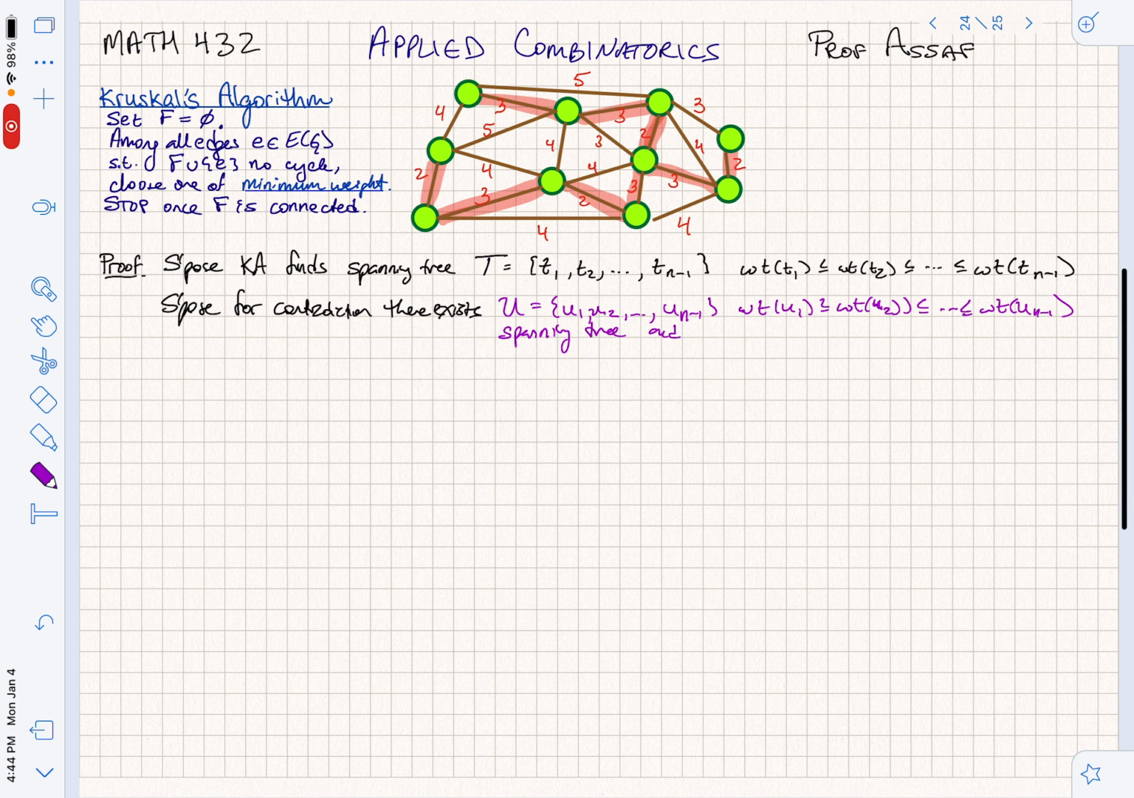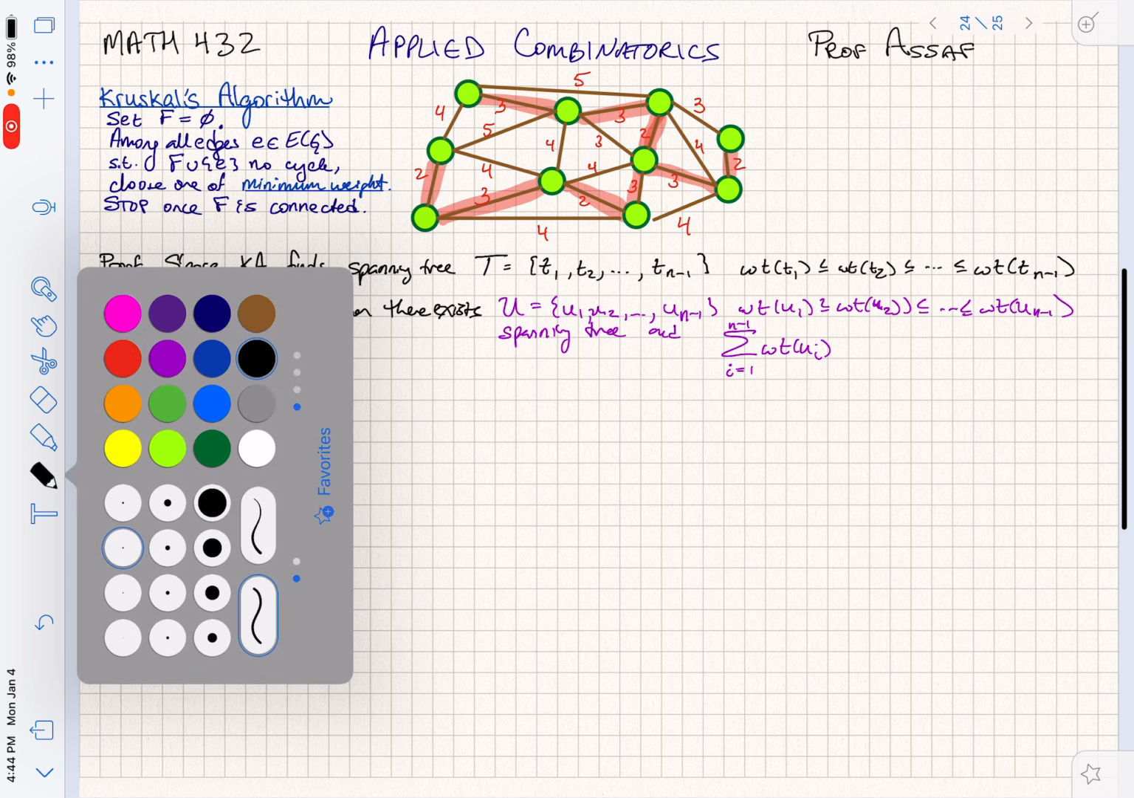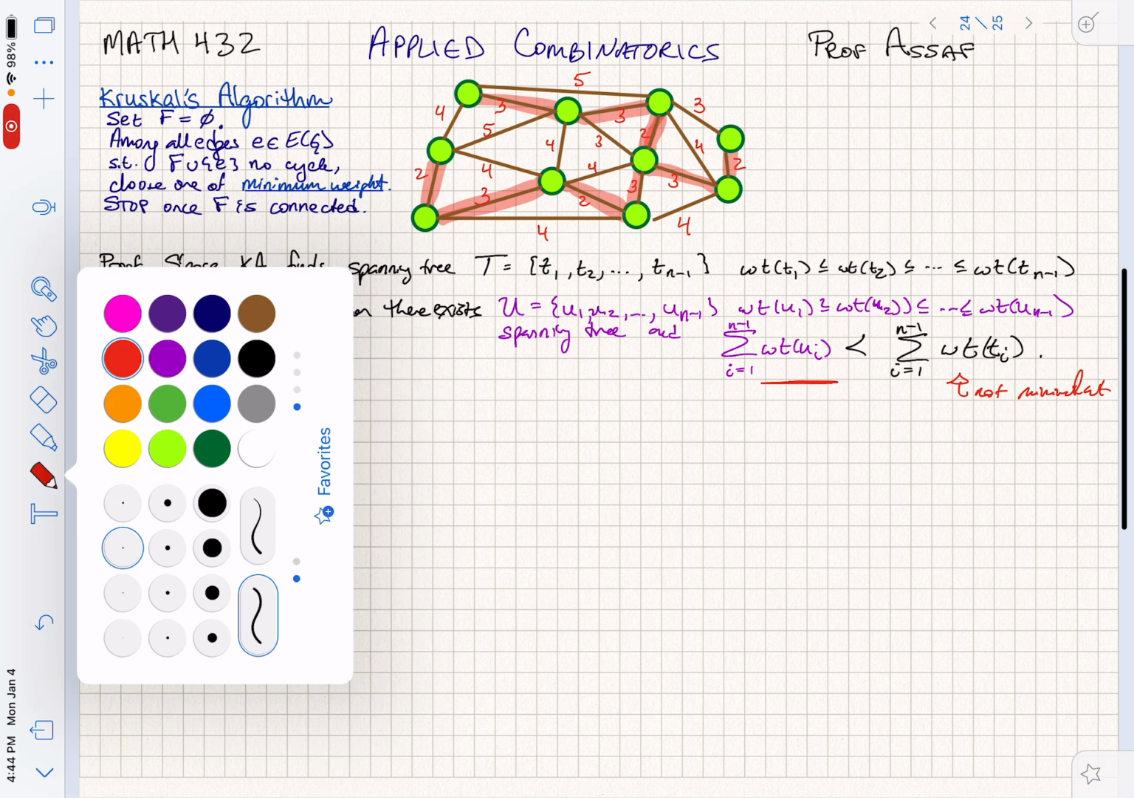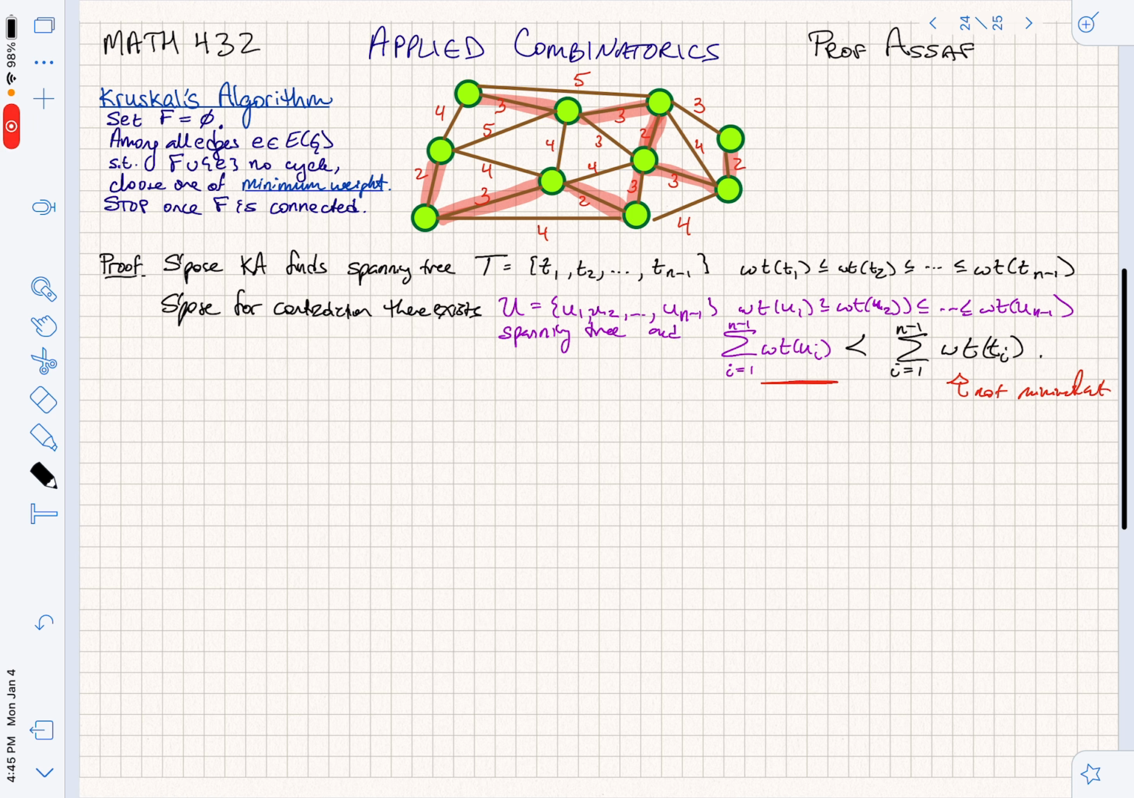And if I add up all of the weights of the U's, so the sum over all i of the weight of Ui, where i is going from 1 to n minus 1, suppose that is strictly less than the weight of the spanning tree that Kruskal's algorithm found for me. That was the weight of T_i. Okay, so since this has a strictly smaller weight, this would mean that T is not a minimal weight spanning tree. Okay, so that's what we're going to suppose. And we're looking for a contradiction, okay?